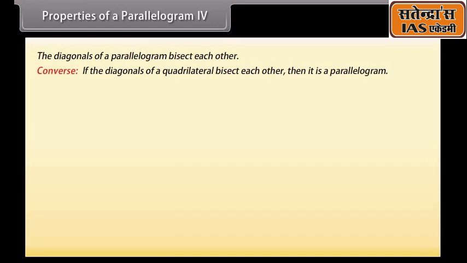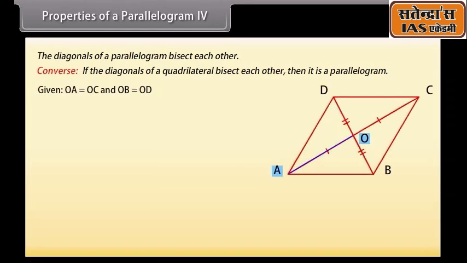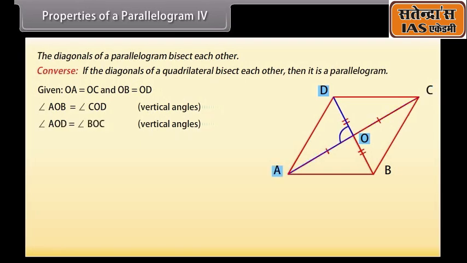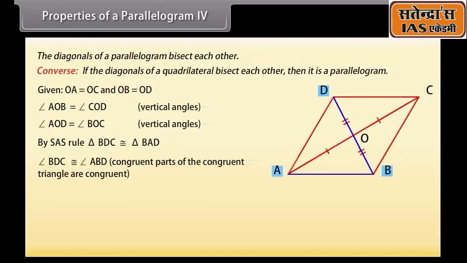Let us prove it. It is given that OA is equal to OC and OB is equal to OD. Angle AOB is equal to angle COD because these are vertical angles. Similarly, angle AOD is equal to angle BOC. So, by SAS rule, triangle BDC is congruent to triangle BAD. Therefore, angle BDC is congruent to angle ABD. Corresponding parts of congruent triangles are congruent.